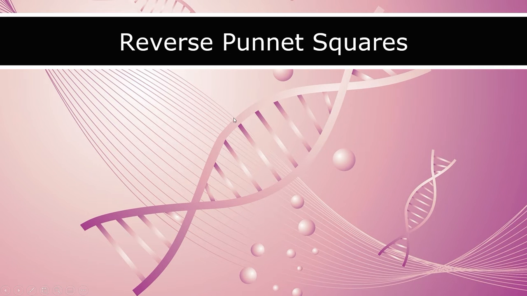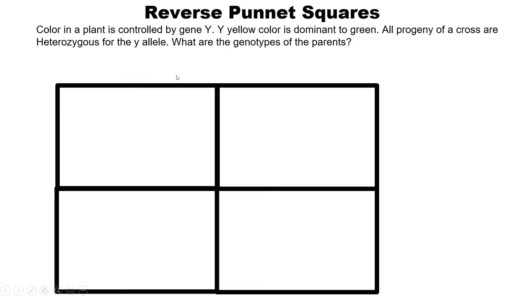The other thing that you might see is something that I call a reverse Punnett square. In these examples, you're given details about one or more of the children, and you're asked to figure out the genotype of the parent. So in this example, we're going to say that we have a gene Y in plants that controls color, that the yellow color is dominant to green, and all it's going to tell you is that all progeny are heterozygous for this Y allele. And so, okay, if they are all heterozygous, how I start these is I start filling in the chart.